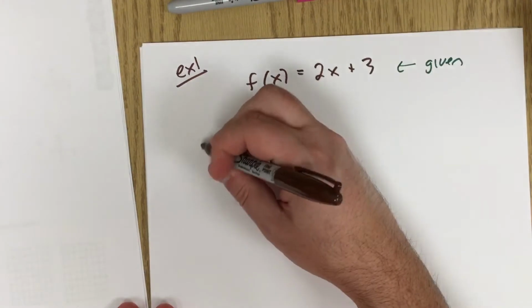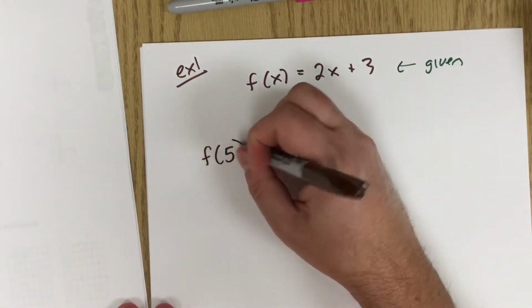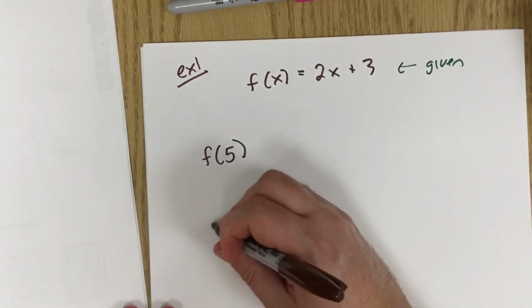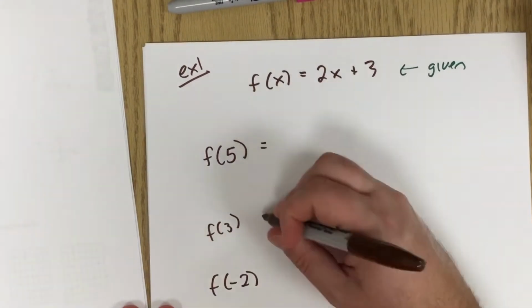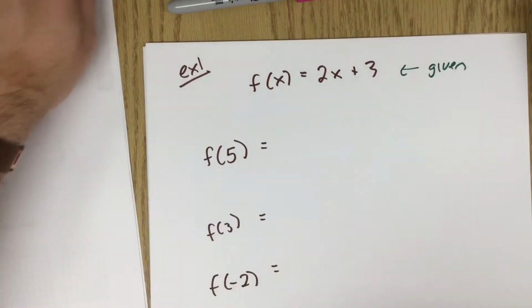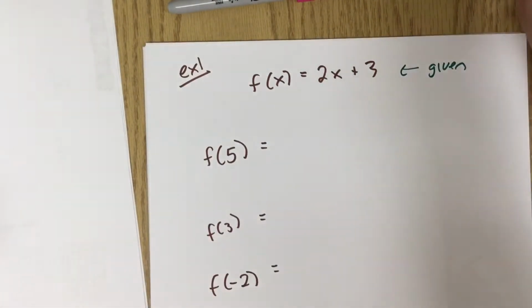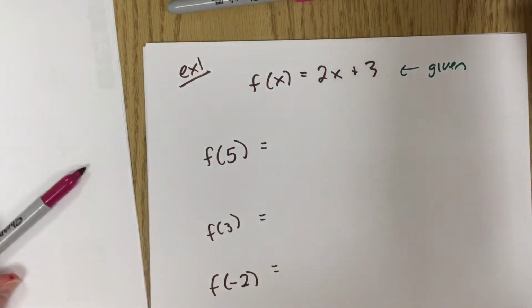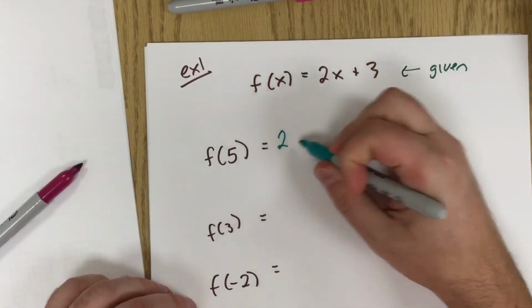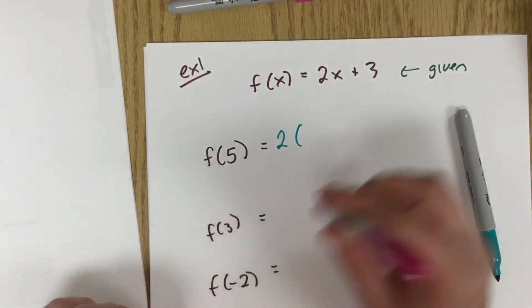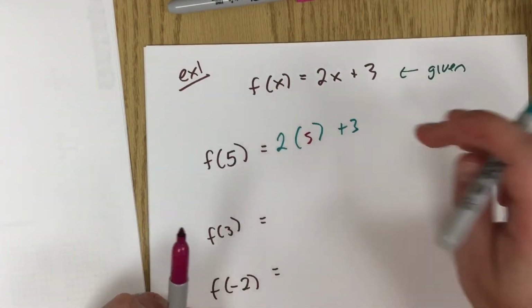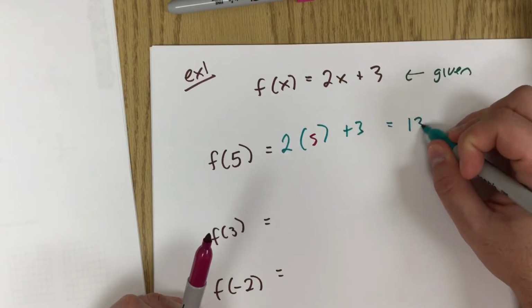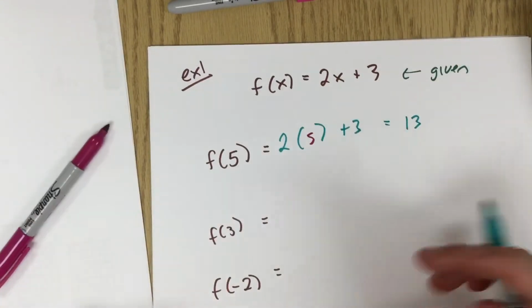So let's say I want to know what was f of 5, or f of 3, or f of minus 2. So f of 5 would be, how do I figure out f of 5? What I do is I say, okay, it's going to be 2 times, and we want the x to be 5, plus 3. And 2 times 5 is 10. 10 plus 3 is 13. So f of 5 is 13.